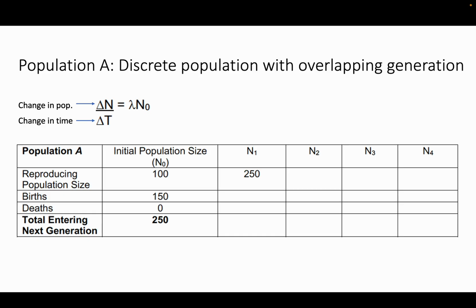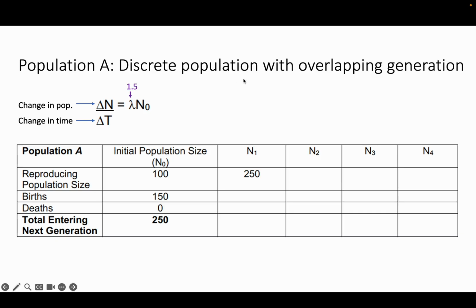In population A, we are going to look at a population with overlapping generations. Assuming that the parents are not dying when their offspring reach sexual maturity, we're just going to take into account that death is going to be zero across the board. Now, the formula that we're using is the change in population over the change in time. This is essentially the number of births. So lambda is the rate of growth, and N naught is just the population size. And remember, here we have a discrete population.